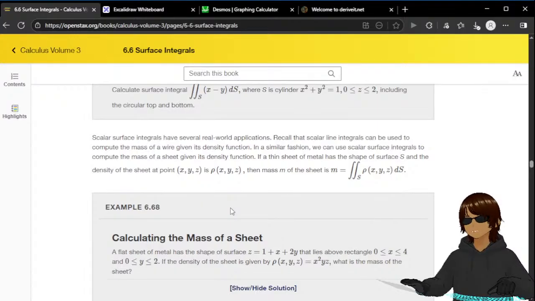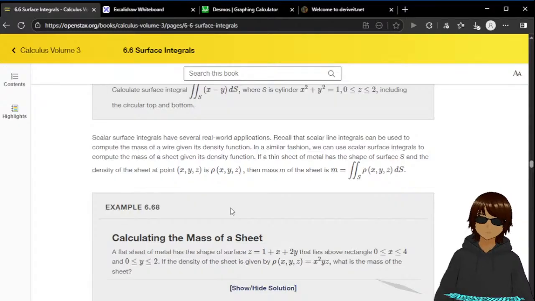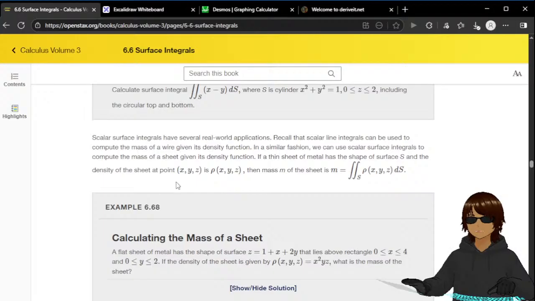Scalar surface integrals have several real-world applications. Recall that scalar line integrals can be used to compute the mass of a given wire given its density function. In a similar fashion, we can use scalar surface integrals to compute the mass of a sheet given its density function. If a thin sheet of metal has shape of surface S and the density of the sheet at point x, y, z is rho(x, y, z), then the mass M of the sheet is M equals the integral of rho(x, y, z) dS.